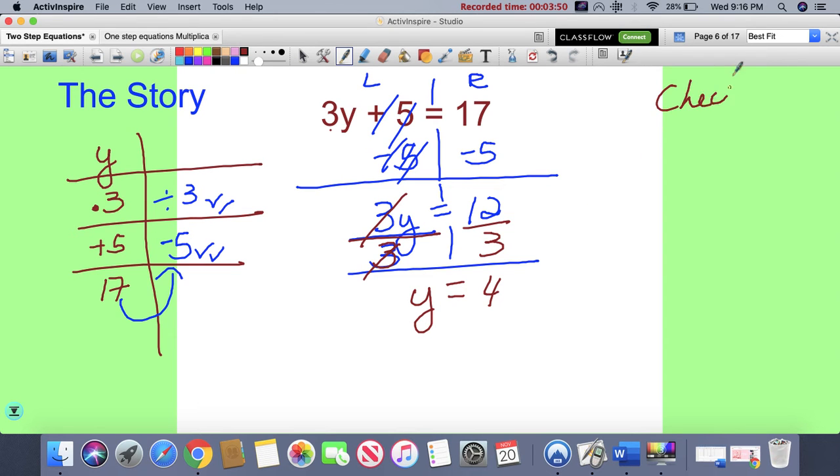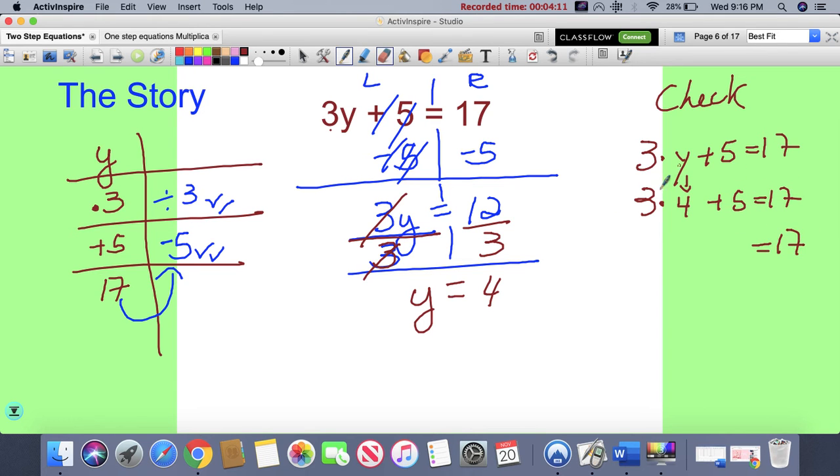So check. 3 times y plus 5 equals 17. I'm going to replace that y here. So I'm going to go 3 times, instead of the y, I'm going to put a 4, plus 5 equals 17. So on the right side, there's nothing to do because there's just 17. But on the left side, I have some order of operations to take care of. So multiplication comes first. 3 times 4 is 12, and then plus 5. And then again, one more step. 12 plus 5 is 17, which equals 17 on the other side.